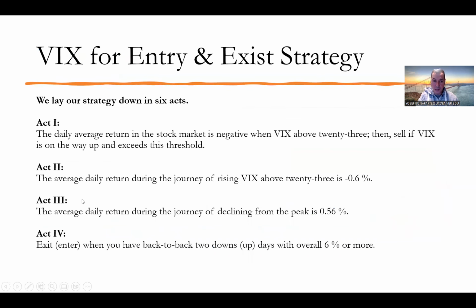I have a couple of stats here. The daily average return in the stock market when the VIX is above 23 is negative. When the VIX is above 23, the stock market goes down. When the VIX is below 23, the stock market goes up. So 23 is a key number. When the VIX is above 23, then sell. If it's below 23, then buy.